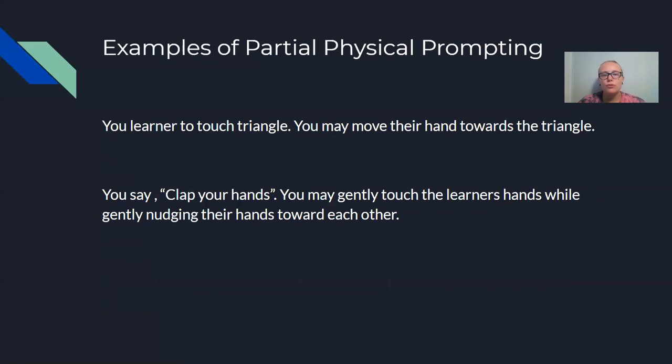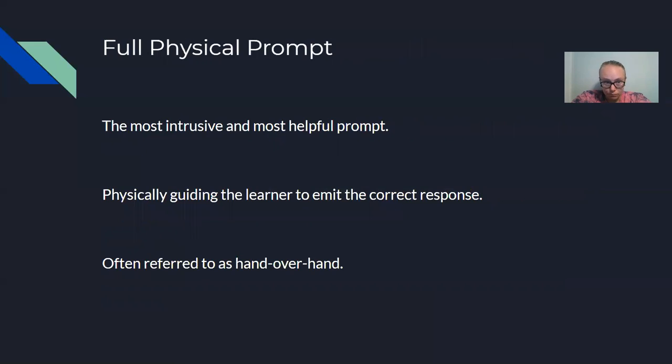Some examples of partial prompting include, you want your learner to touch triangle. You may move their hand towards the triangle. You may want your learner to clap their hands. You may gently touch the learner's hands, the outside of their hands, while moving them together and allowing them to complete the clapping action. This would be an example of partial physical prompting.